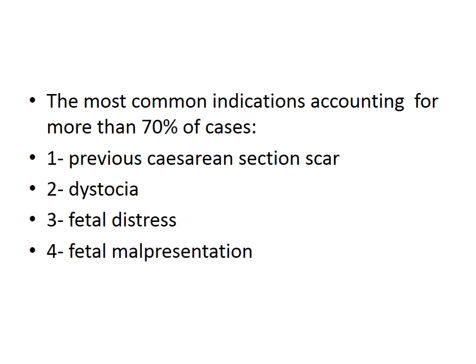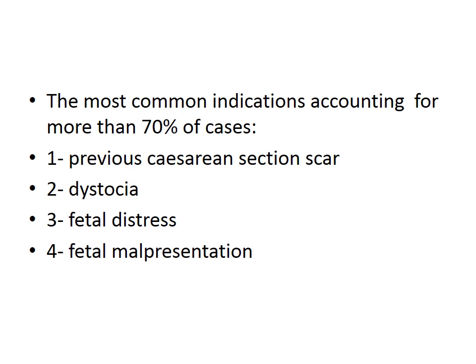The most common indications, which account for more than 70% of cases, include the presence of more than one previous Caesarean section scar. As you know, any woman presenting with a history of two or more Caesarean section scars should be delivered by repeat Caesarean section, and vaginal delivery is never allowed in such a situation because of the increased risk of uterine rupture during labor. As well, the second common indication of Caesarean section is labor dystocia.